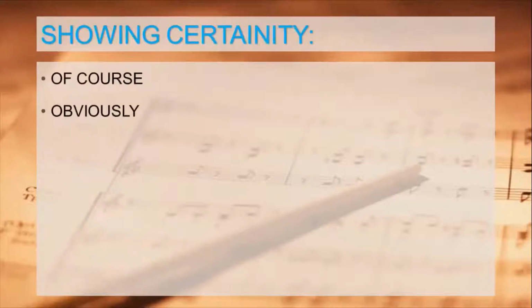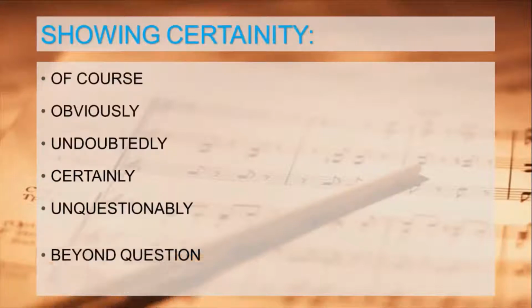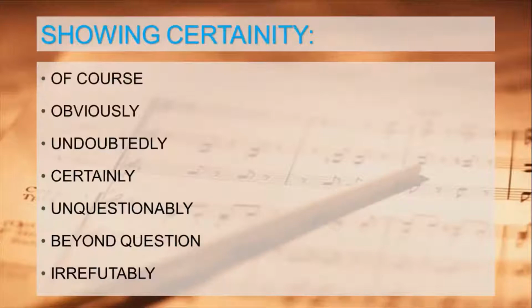We will use words like of course, obviously, undoubtedly, certainly, unquestionably, beyond the question, irrefutably. So everything shows certainty. You can use any of these words, especially obviously, undoubtedly, certainly, unquestionably, irrefutably, beyond question. These will be used in writing, but of course, I mean, of course, we won't use it in writing, but everything we can use in speaking, but of course, we cannot use it in writing. That's it.